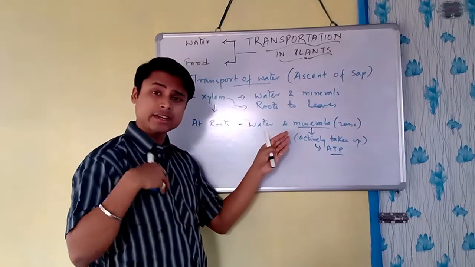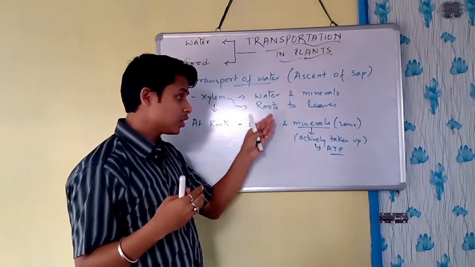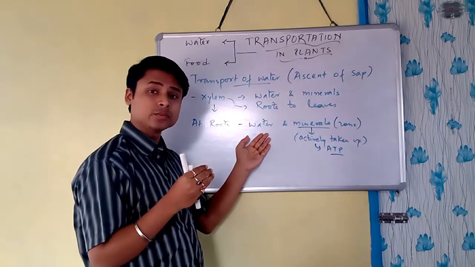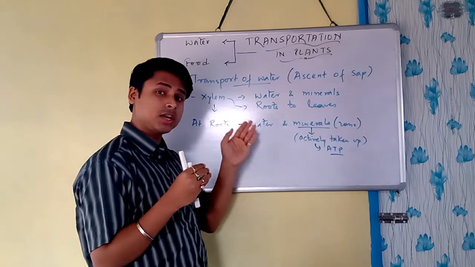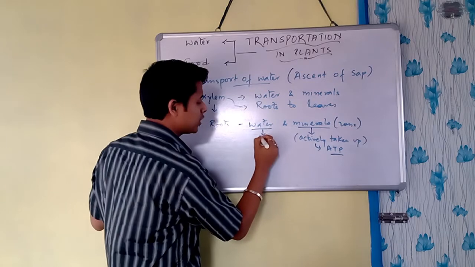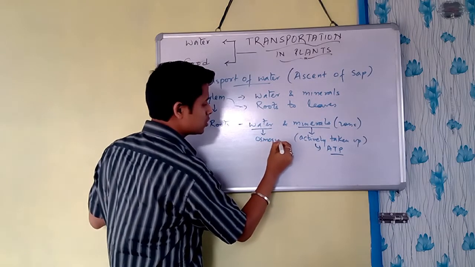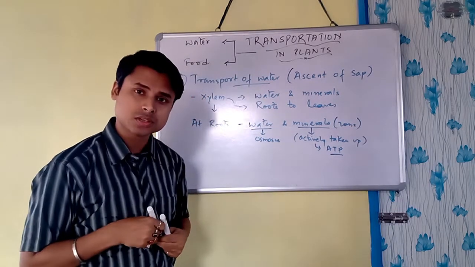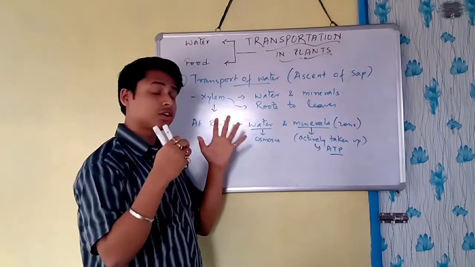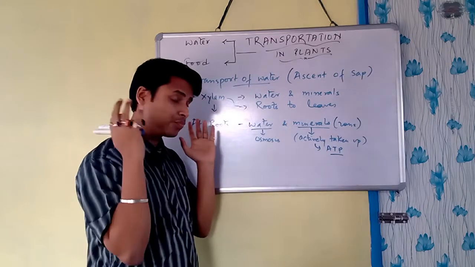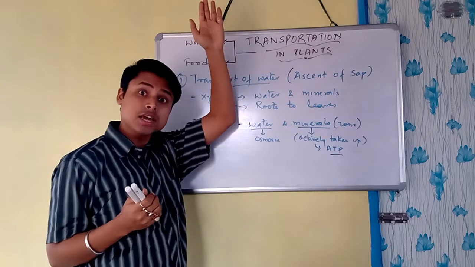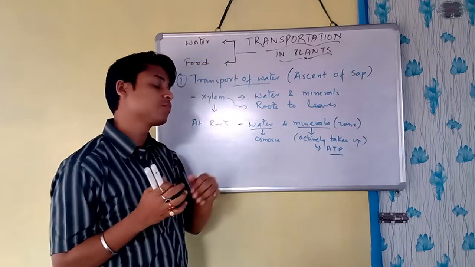When these minerals get actively taken up by the roots, this creates a difference between the soil and the roots for the water, right? So higher concentration remains in the soil and lower concentration in the roots, and because of this the water enters into the roots through the process called osmosis, right? So with the help of active transportation and osmosis, water and minerals combined enter into the roots. After this, it has to go upward. Yes, it has to go upward to the leaves.